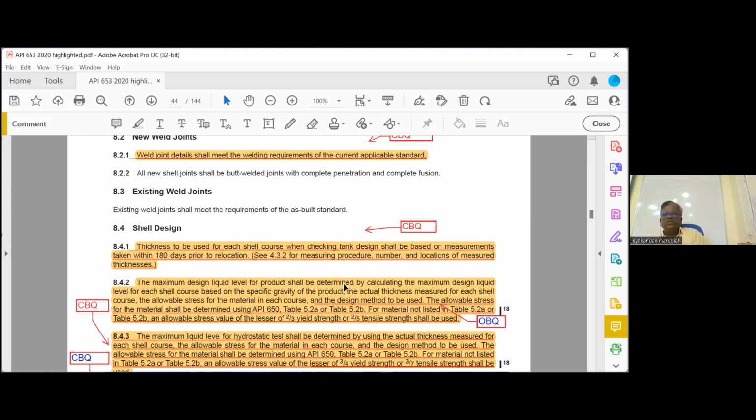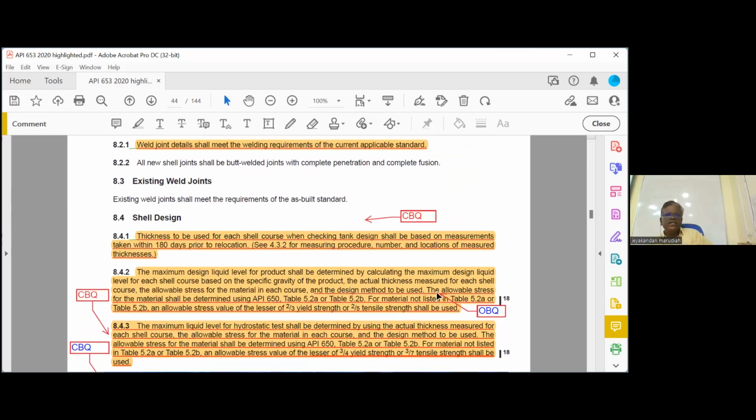Then which code do you have to use for allowable stress? Highlight this third line. The allowable stress of the material shall be per the requirement in 5.5.2b. For material not listed in 5.2b, the allowable stress is 2/3 of yield strength or 2/5 of tensile strength shall be used. We have to follow the 650 requirement. For reconstruction, we will follow the 650 requirements.